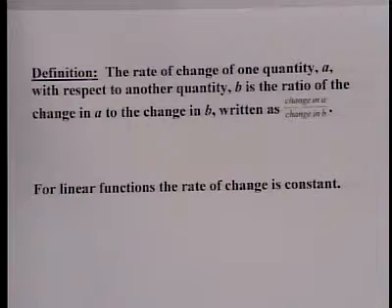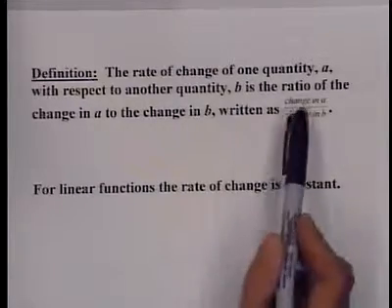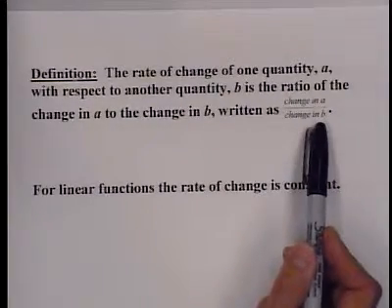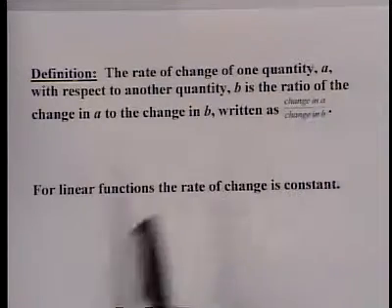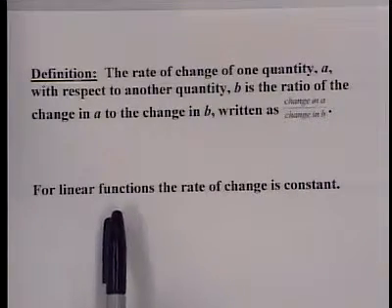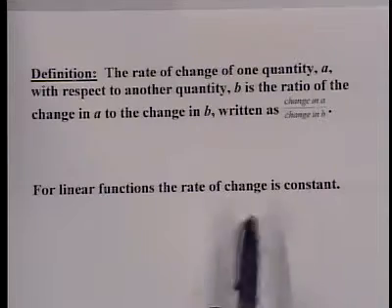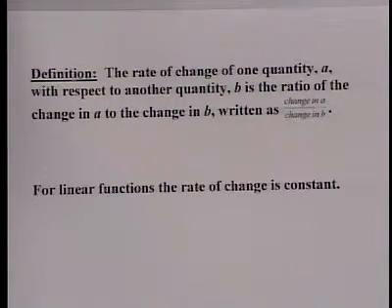The rate of change of one quantity A with respect to another quantity B is the ratio of the change in A to the change in B, written as change in A over change in B, in fraction form. For linear functions, the rate of change is constant. Well, let's look at an example.